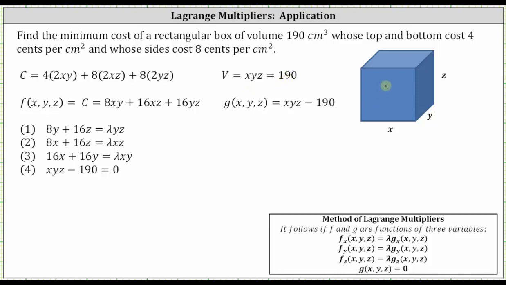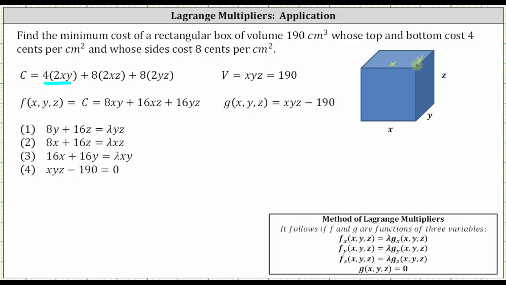We know the top and bottom cost 4 cents per square centimeter. Looking at the diagram, notice how the bottom is x centimeters by y centimeters, and so is the top. And therefore the total area of the top and bottom is 2 times x times y, and the cost is 4 cents per square centimeter, which means the total cost of the top and bottom would be 4 times 2xy.